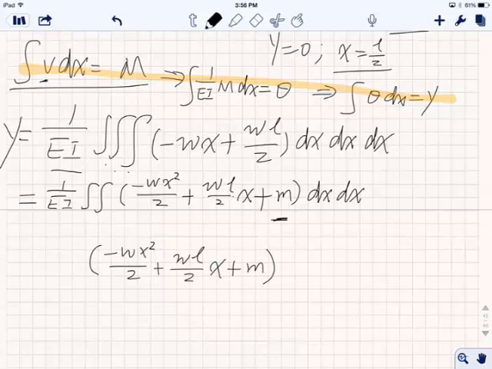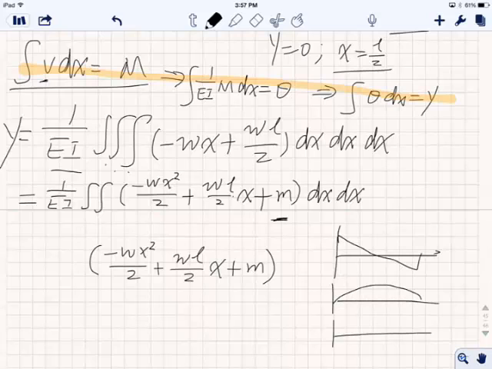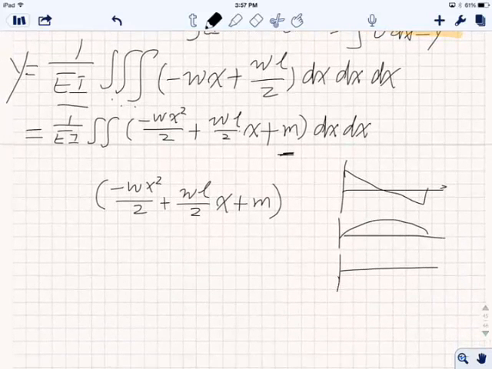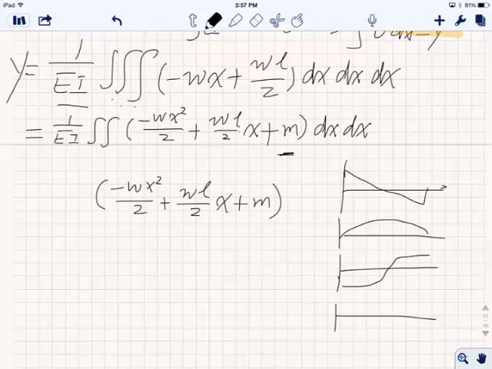Now, who can tell me what's in these parentheses? Physically, what does it mean? Yes, that's a moment, right? Excellent. So for a distributed load, you have shear force going this way, moment going this way, then theta goes this way, and eventually it goes this way. So V, M, theta, and y. This is what we learned. For moment, this is moment.